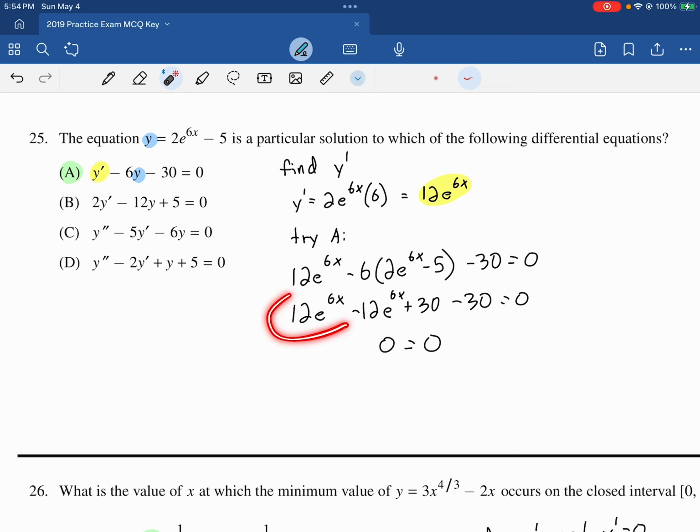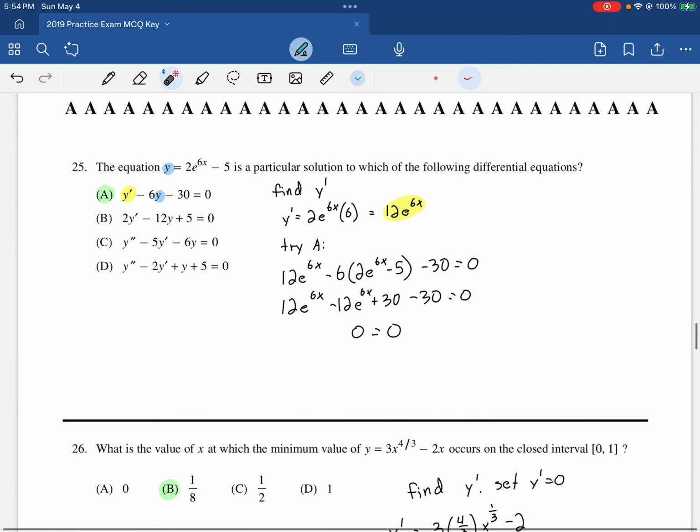You end up with 12e to the 6x minus 12e to the 6x, poof, plus 30 minus 30, 0 does equal 0. If these first two do not work, take a second to find your second derivative and evaluate C and D separately. This one could take some time, so really hope it's one of the first ones you try.